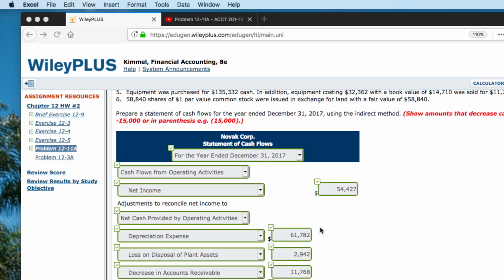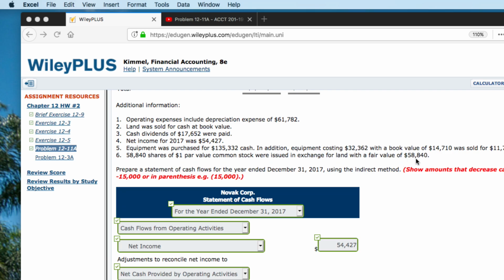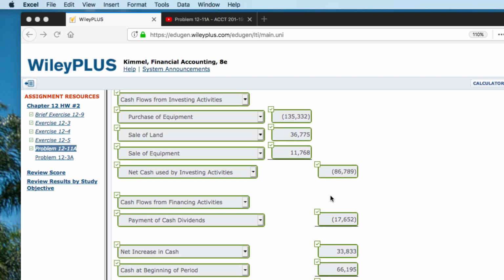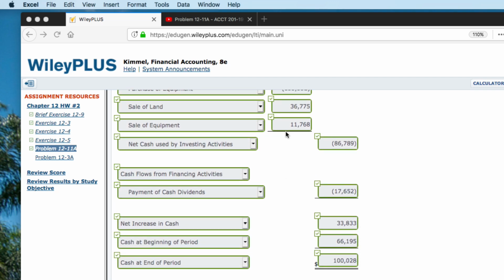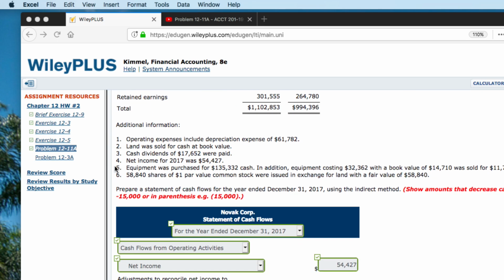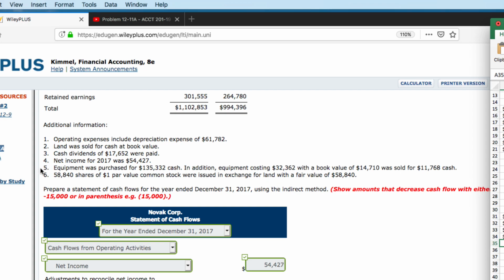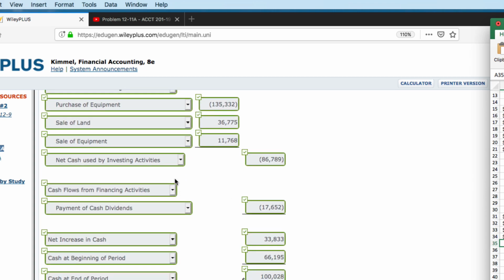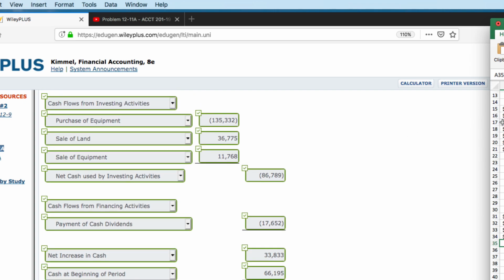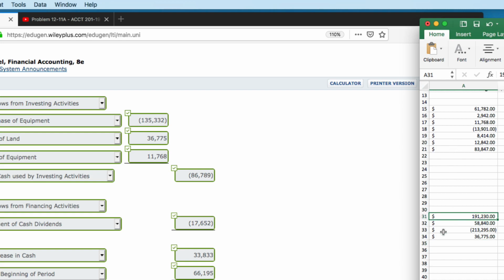Finally, we have sale of equipment. 58,840. Oh, I'm sorry, I read that wrong. So here we have this information. Equipment costing with a book value was sold for, that's what we need to put, 11,768. That's what we sold our equipment for. Now, we're going to subtract 36.